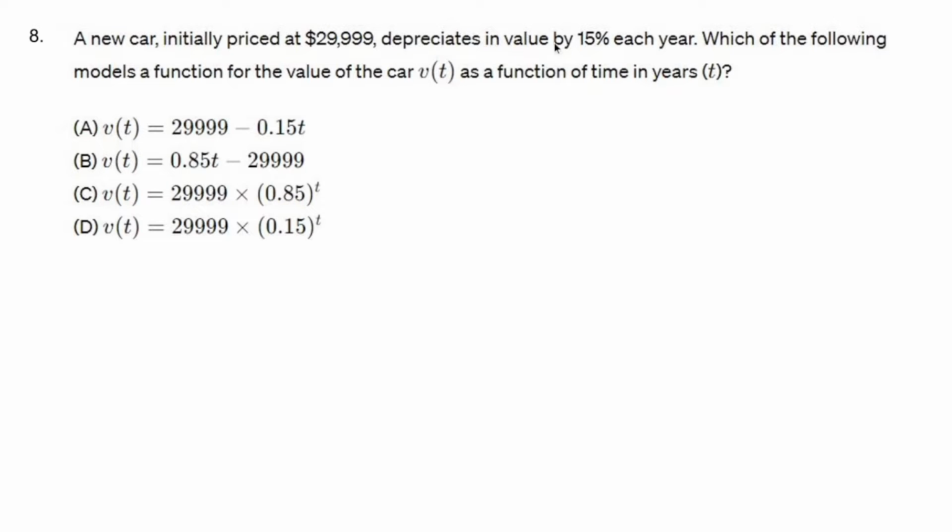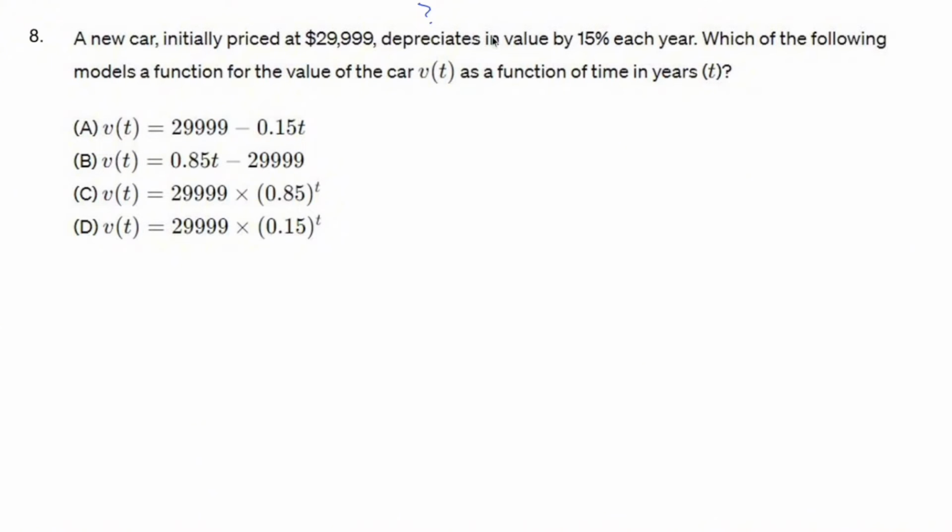A new car, initially priced at $29,999, depreciates in value by 15% each year. Depreciates, that means loses its value. Which of the following models a function for the value of the car V of t as a function of time in years?